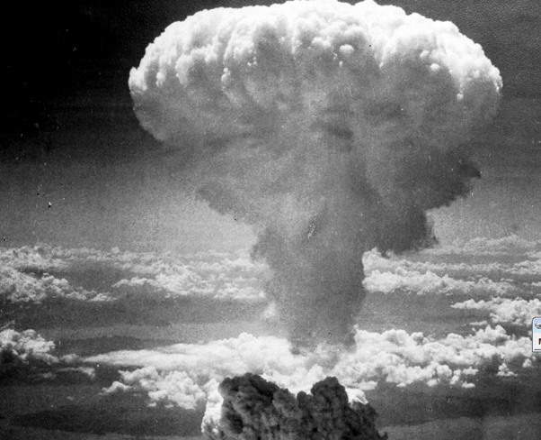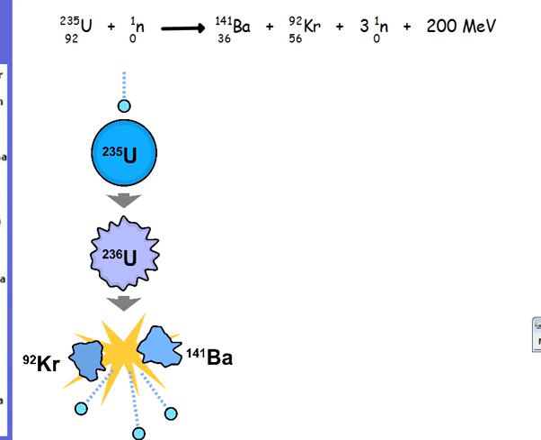The first nuclear process we're going to look at is fission. This is the most common process, the one that we're most familiar with. When you think about an atomic bomb, when you think about a nuclear power plant, this is the nuclear process that those things are based off of. In nuclear fission, what happens is we take uranium-235. Uranium-235 is a radioactive substance, but it's relatively stable.